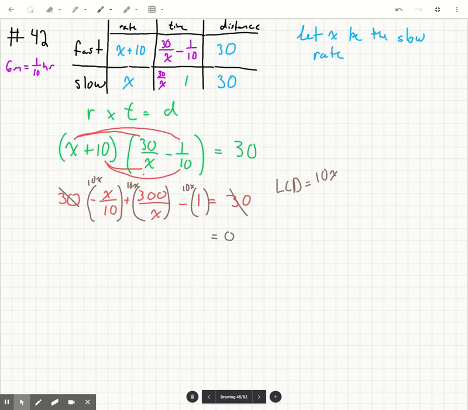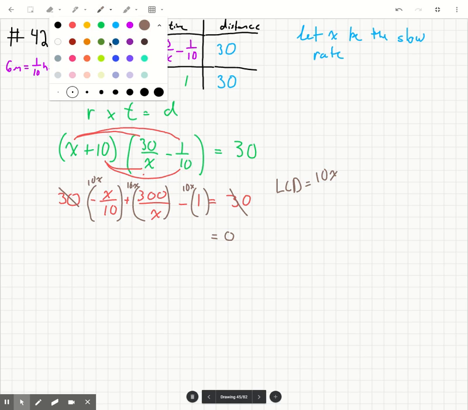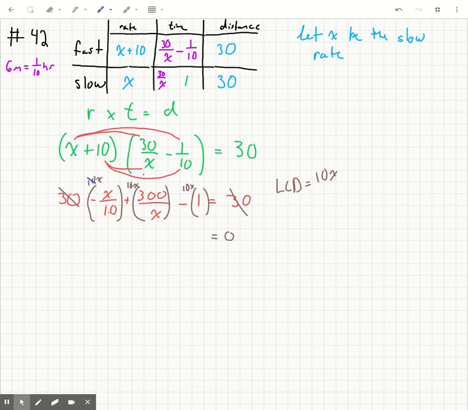When I do that, let me change this to blue, okay? I'm undoing this division, so I've got minus X squared. Then I'm undoing this division here, plus now it's 3,000. And nothing cancels there, minus 10X. I don't like having a leading coefficient of negative, so if we multiply everything by negative 1, that will make things easier. So it would be X squared plus 10X minus 3,000 is equal to 0.